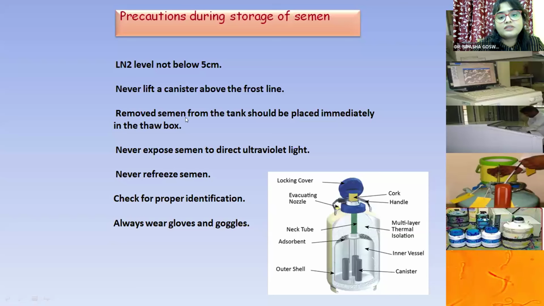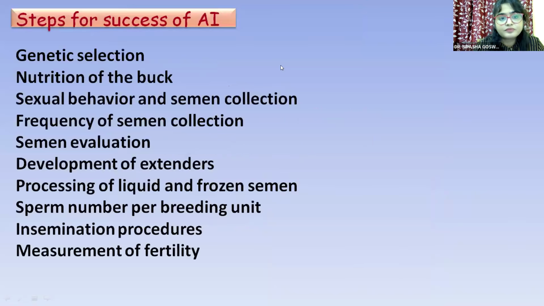Semen removed from the tank should be placed immediately in the thaw box. When we remove the semen straw from this can, it should be thawed immediately. Never expose the semen directly to ultraviolet light. Never refreeze the semen: once semen is removed from freezing, it should not be refrozen again. Check proper identification, and always wear gloves and goggles. These are the precautions we have to take during the storage of semen in LN2.